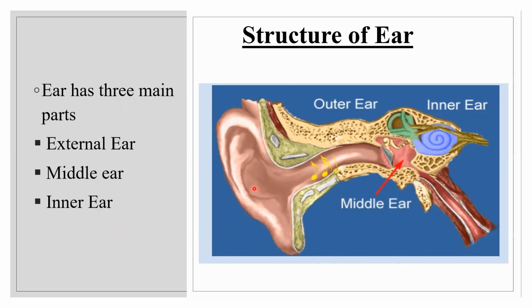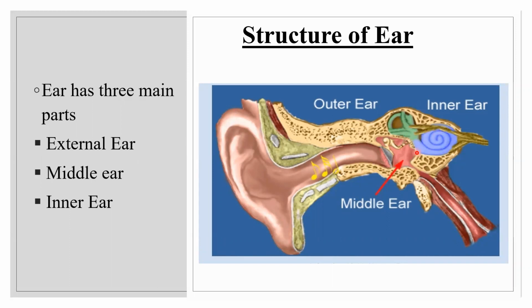External ear consists of three parts. This is the pinna, this is the auditory canal, and this is the eardrum, a membrane-like structure. This is the outer ear. This is the middle ear, which consists of three bones, the ear ossicles. And this is a chamber, which also communicates with the nasal cavity through a tube called the eustachian tube.